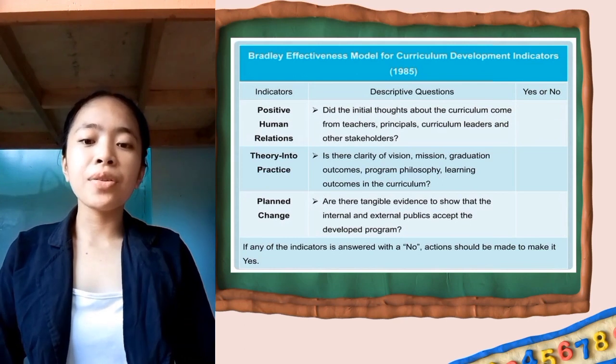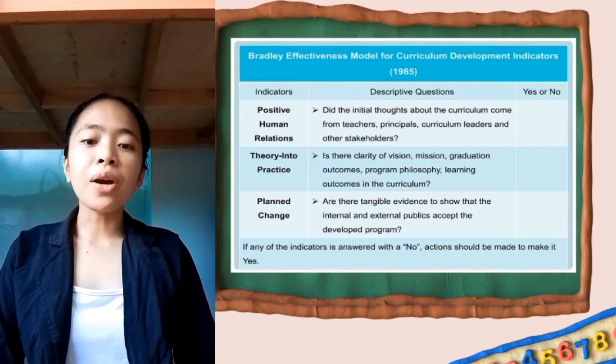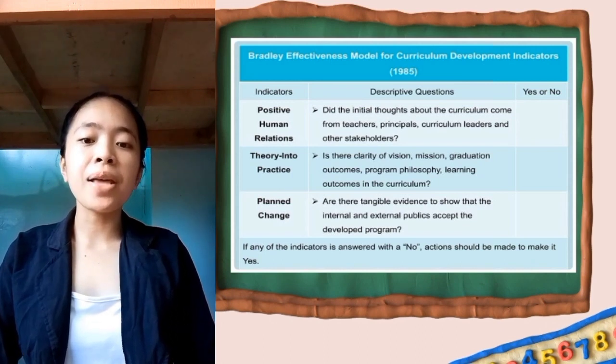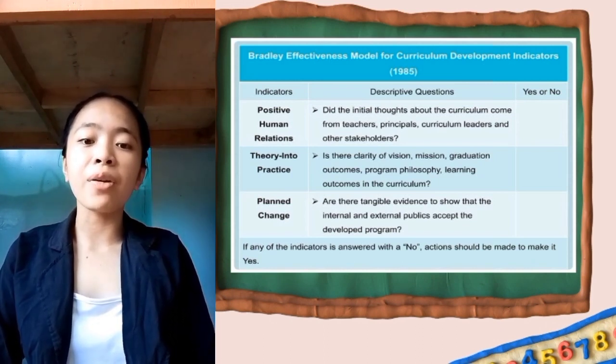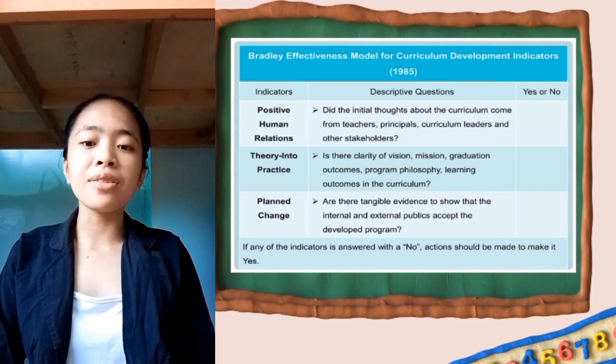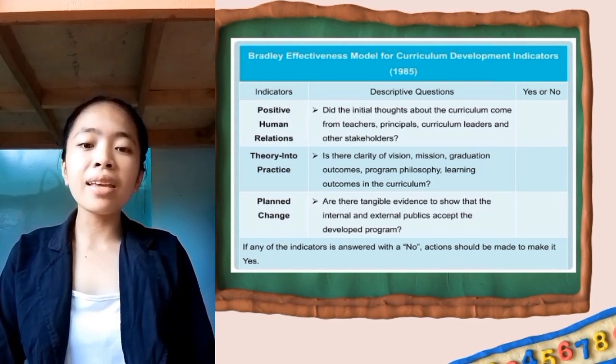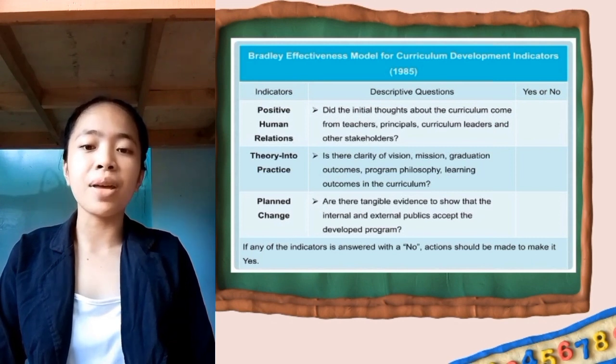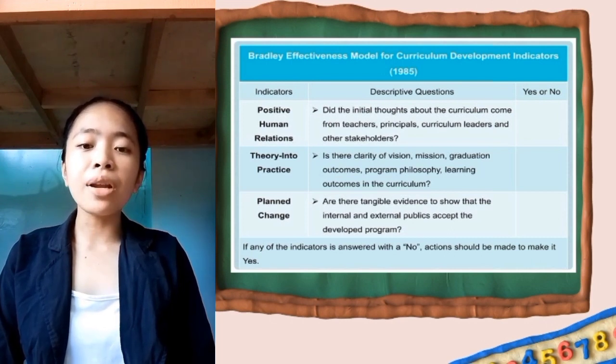Positive human relations. So, did the initial thoughts about the curriculum come from teachers, principals, curriculum leaders, and other stakeholders? My answer for this is yes, because positive human relations are an important aspect of curriculum evaluation as they can help to create a supportive and collaborative learning environment that enhances student engagement and achievement. When conducting curriculum evaluation, it is important to establish positive relationships with all stakeholders involved, including teachers, students, parents, and administrators.